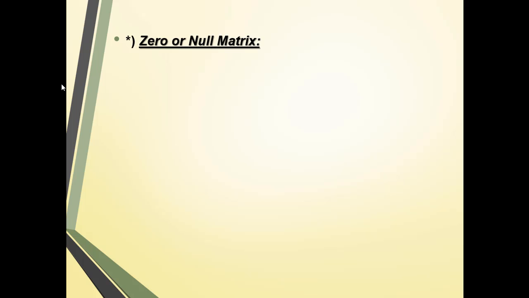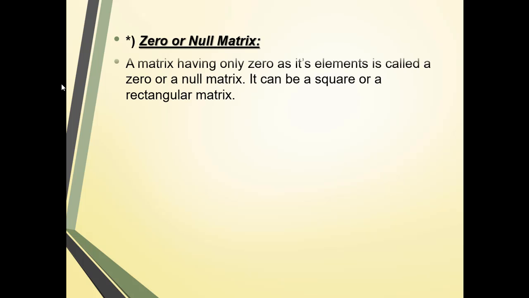Zero or null matrix. A zero matrix or null matrix can be rectangular and can be square. It can be both. It can be defined as a matrix having only 0 as its elements, called a zero or a null matrix. For example, if we see in these two examples, matrix A is a square matrix of order 2 by 2 and matrix B is actually a rectangular matrix of order 3 by 1, but in both cases the elements are only 0. So this kind of matrix is known as a null matrix or a zero matrix.